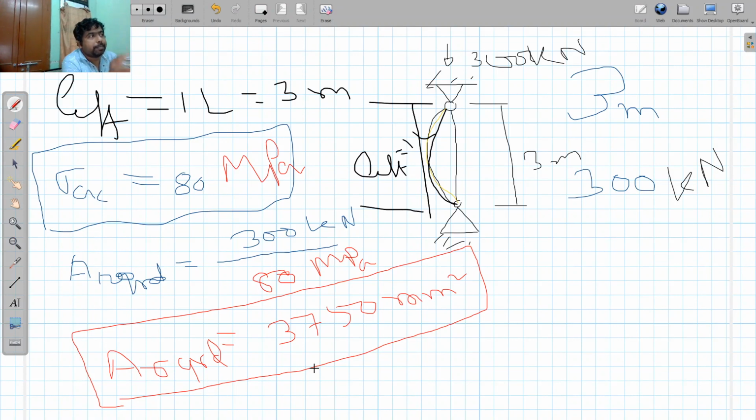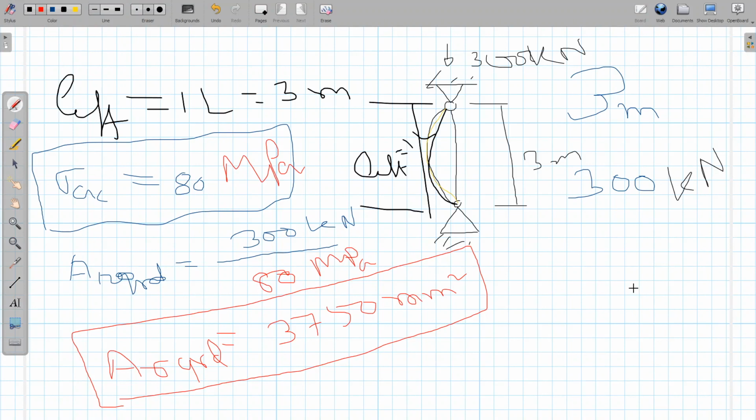I am not saying that we cannot do it with a channel section. Channel section also we can do, we can apply the load exactly at the center, but it will not be symmetrical on both sides. So if you have a single section, better to choose the I section. In an I section, if we apply the load exactly at the center, it will be symmetrical, meaning both sides the dimensions will be equal. So let us assume a symmetrical I section, where the load is applied at the center. So go to the steel table and find out an I section whose area will be minimum 3750 mm square.